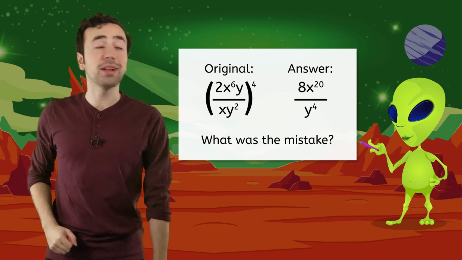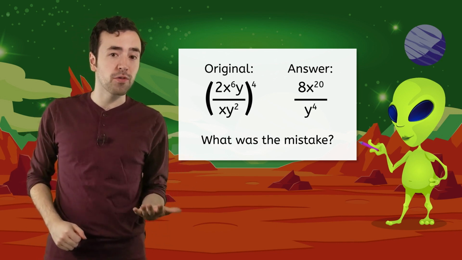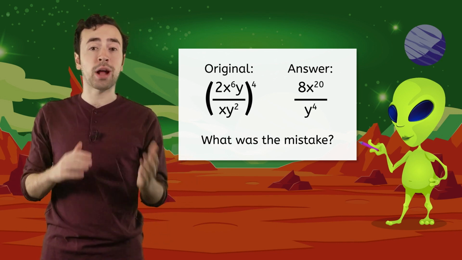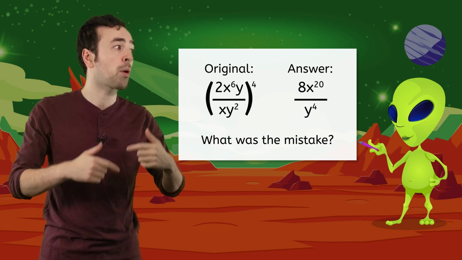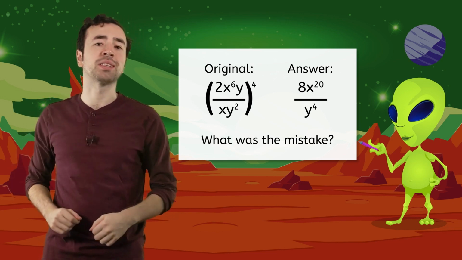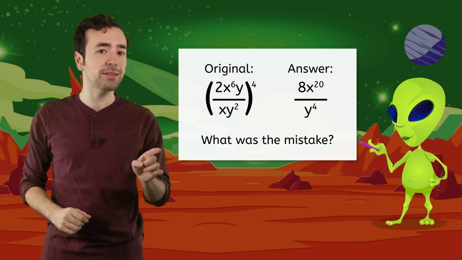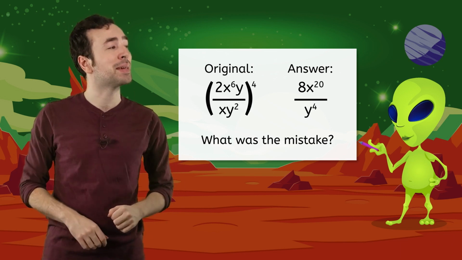We are ready to tell you the mistake. When the power of a product was used to distribute the outer exponent, the 2 and 4 were multiplied instead of raising the 2 to the power of 4. So the 8 should actually be 16.